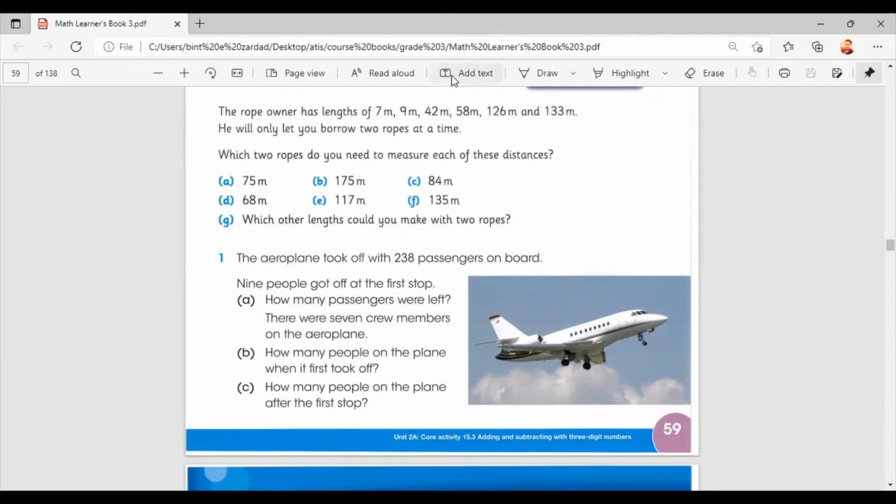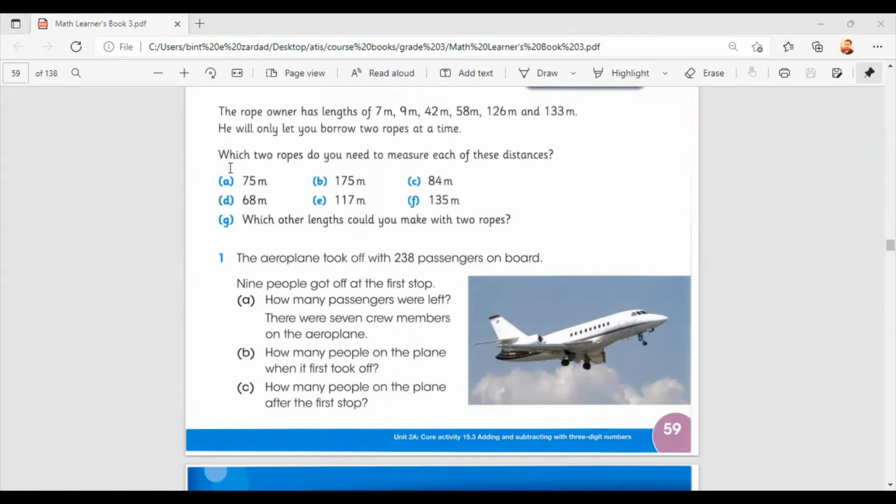First of all, I want to tell you about meter. 1 meter equals 100 centimeter, and 1 centimeter equals 10 millimeter. It should be in your mind, and if you're talking about something bigger, 1 kilometer equals 1000 meter.